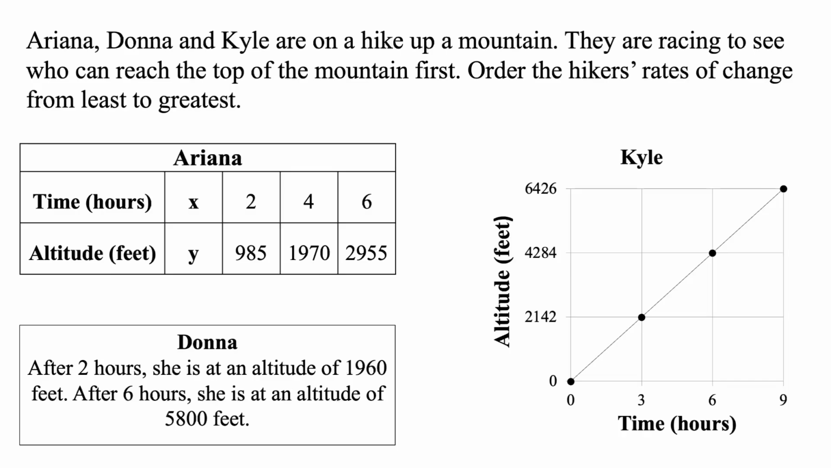Let's work through an example of comparing slope represented in different ways. First, solve for the slope of each hiker.